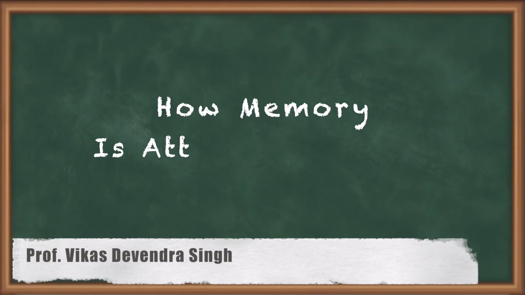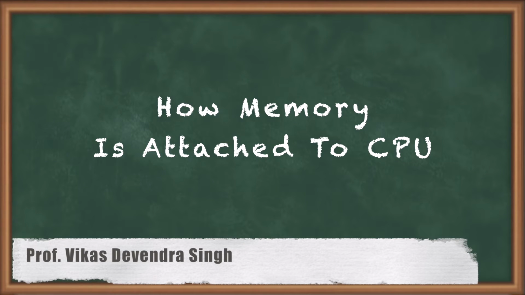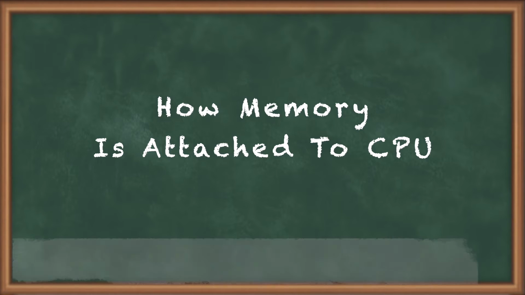Dear friends, in this topic, today we'll be seeing how memory is attached to the CPU and how the CPU interacts with the memory to give us the desired output and result. We'll also see how the CPU interacts with the different buses which are linked with the memory. It may be a type of system bus.